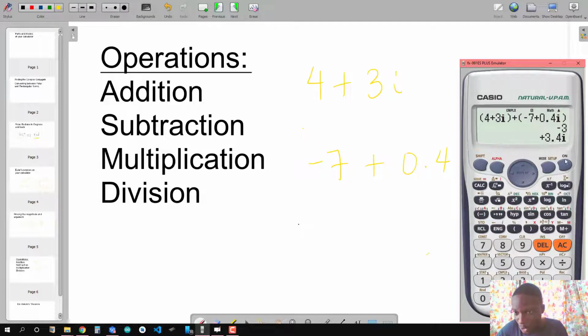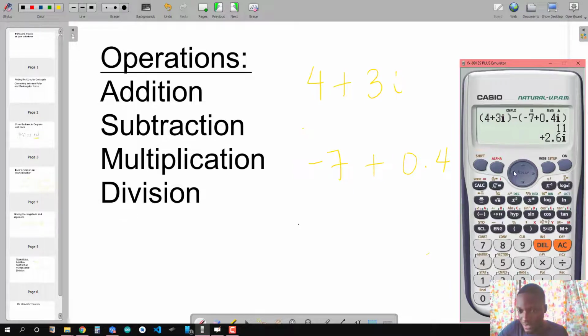So for subtraction, we can do the same. Now, because I've not pressed the on button and I only use AC, I can always recall my last calculation using the up arrow. And then I use the left arrow to do edits. So then I can subtract these two complex numbers by just replacing my addition with subtraction. Always use AC in your exam so you can quickly go back to your previous operation. So 4 plus 3i minus negative 7 plus 0.4i. Enter. That gives us 11 plus 2.6i.